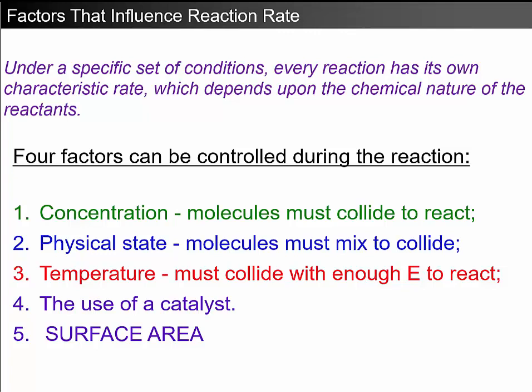So under a specific set of conditions, every reaction has its own characteristic rate, which you cannot figure out beforehand. You've got to determine that experimentally or empirically, which depends on the chemical nature of the reactants. There are 4 factors that we can control during the reaction. 1, concentration. Molecules need to collide in order to react. If I've got more molecules, because I've got a higher concentration, they're more likely to bump into each other.